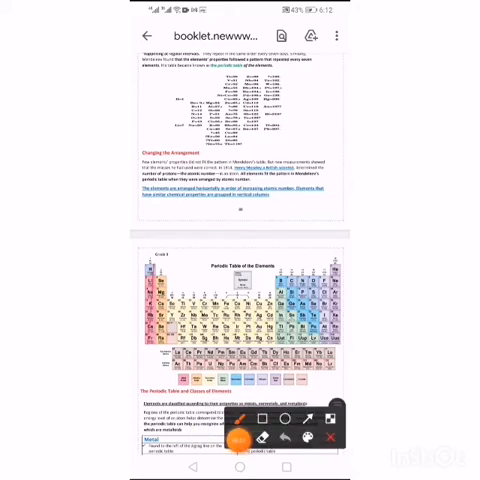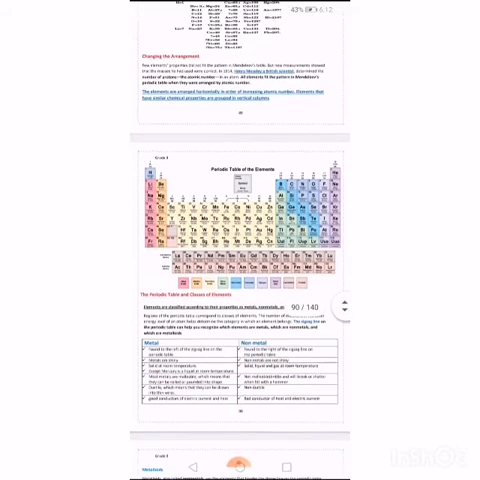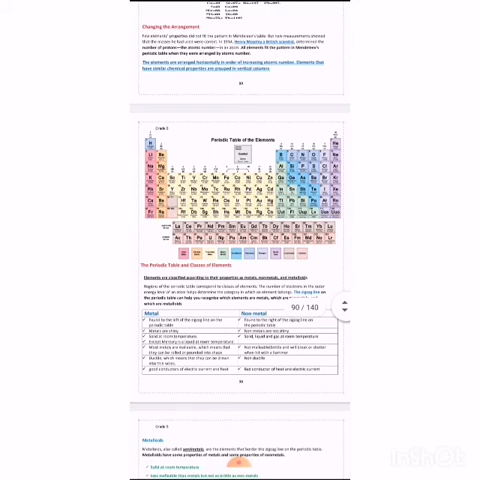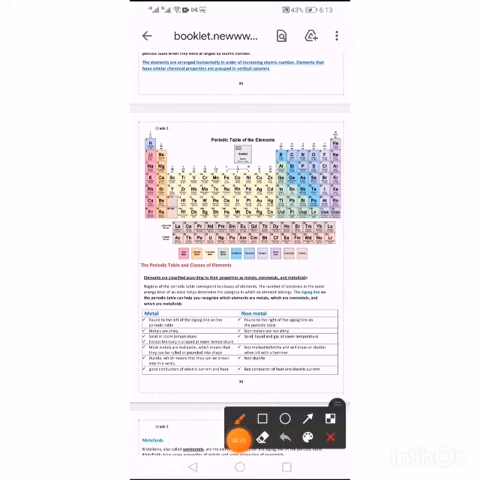All of these have similar chemical properties. The periodic table and classes of elements. Elements are classified according to their properties. So elements are classified into three groups: metals, non-metals, and metalloids.